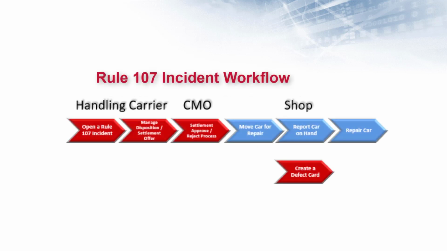This diagram shows the basic flow of the Rule 107 process. The handling carrier creates the Rule 107 incident and creates a defect card as needed, manages disposition and requests actual depreciated value (ADV) with the car mark owner, and moves the car for repairs to the designated location if needed. The receiving shop then reports the car on hand and reports the repairs to DDCT to close the incident.